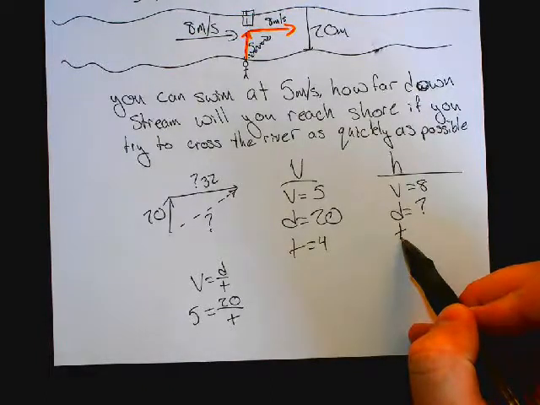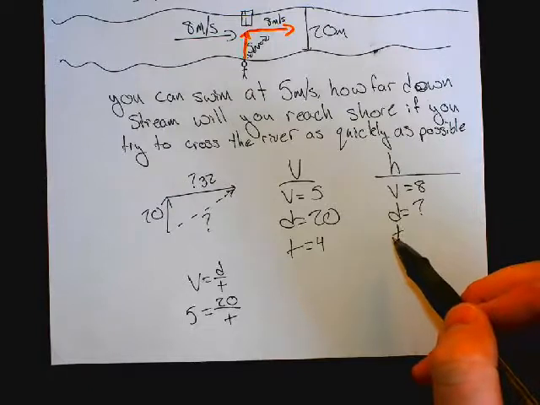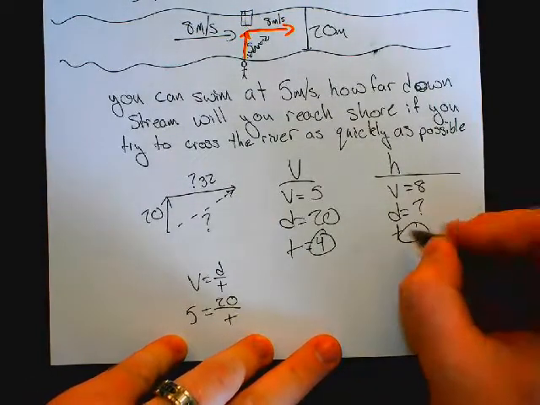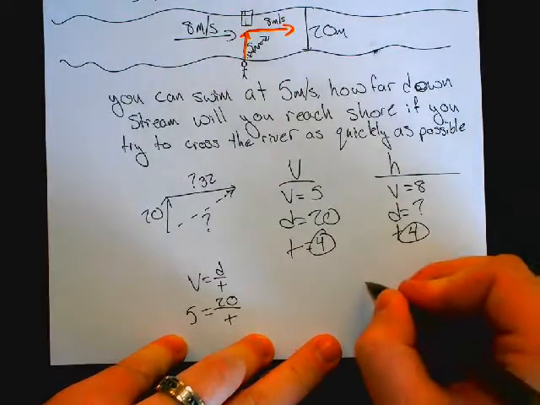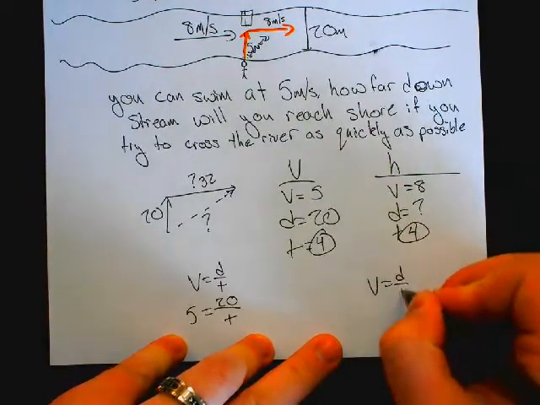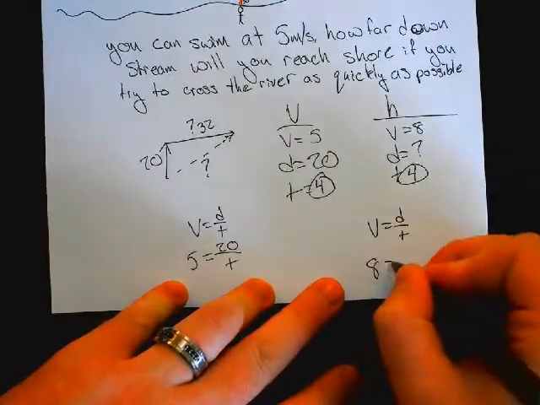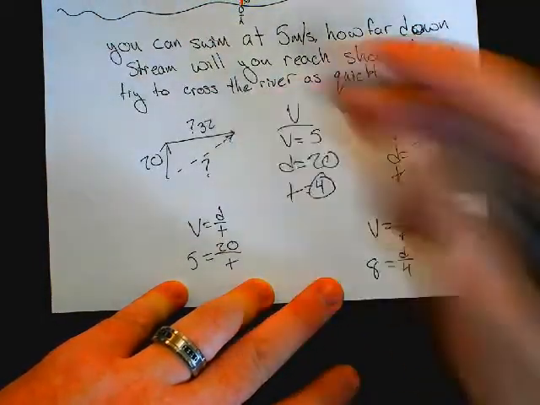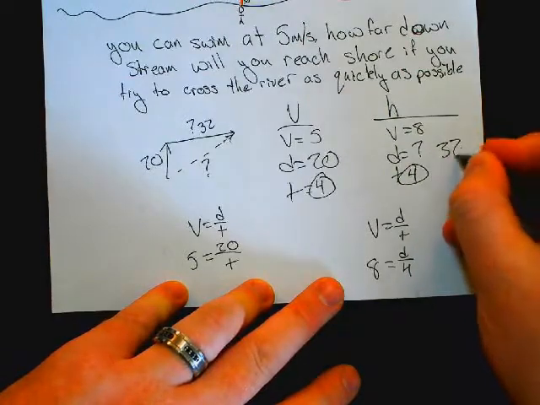Same as the other one. As soon as you jump in the water and you try to start swimming, the water starts pushing you downstream. So this value and this value must be the same. Meaning that I could then say V equals D over T. And I could show 8 equals D over 4. 4 times 8, 32. 32 meters downstream.